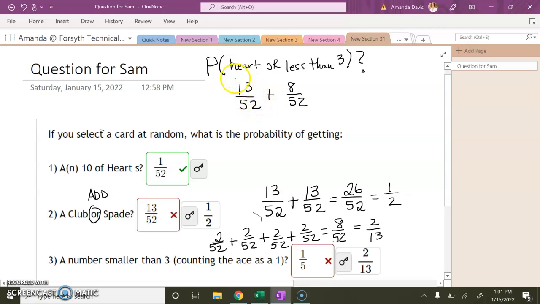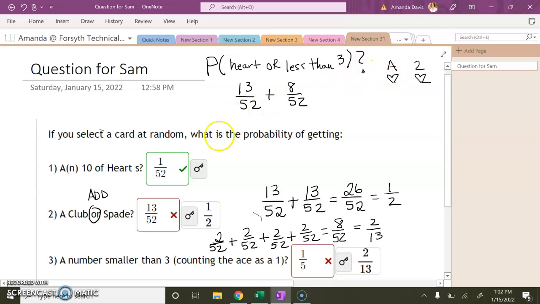But then we have to think about this. Out of the hearts, 2 of those are less than 3, right? We counted the ace of hearts and the 2 of hearts in both the heart category and the less than 3 category. So we've counted those 2 cards twice.